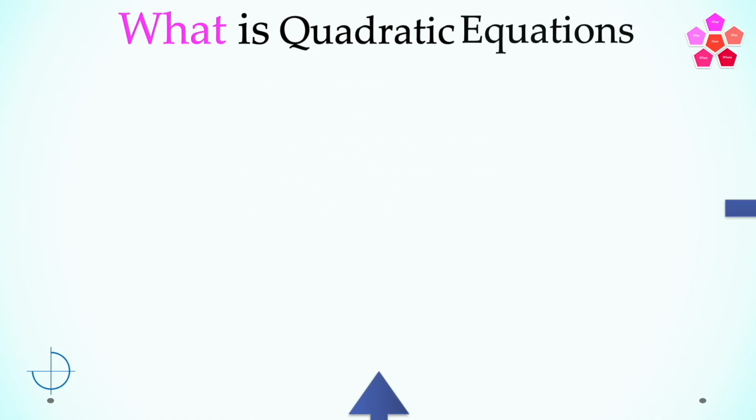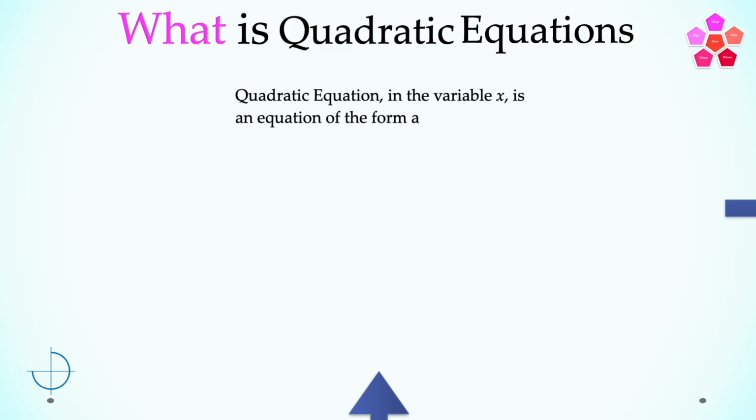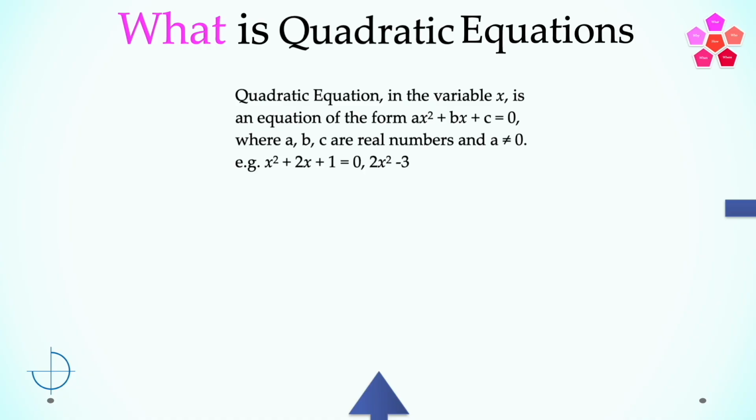So, what is quadratic equation? Quadratic equation in the variable x is an equation of the form ax squared plus bx plus c is equal to 0, where a, b, and c are all real numbers and a is not equal to 0. Some examples are given here. Here we can see that in all these quadratic equations, the term where degree is x squared, the coefficient is not 0, and a, b, and c are all real numbers.